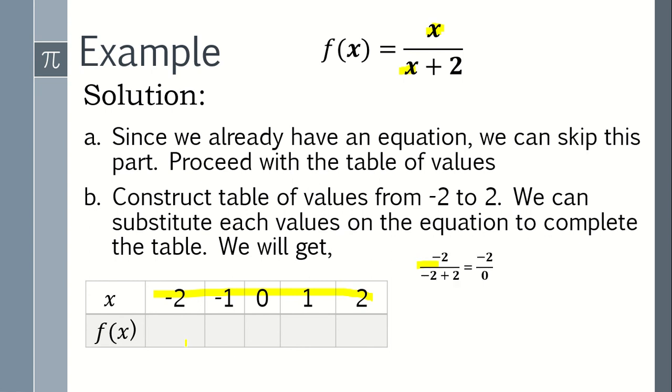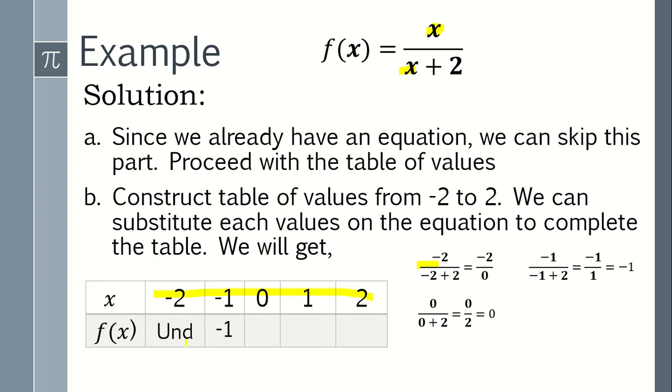So, negative 2 all over negative 2 plus 2 is equals to negative 2 over 0. So, that is already undefined. Kasi, di tayo pwede magkaroon ng domain or value na x na 0. And then, negative 1 all over negative 1 plus 2 is negative 1 divided by 1 equals negative 1. So, yan ilalagay natin dyan.